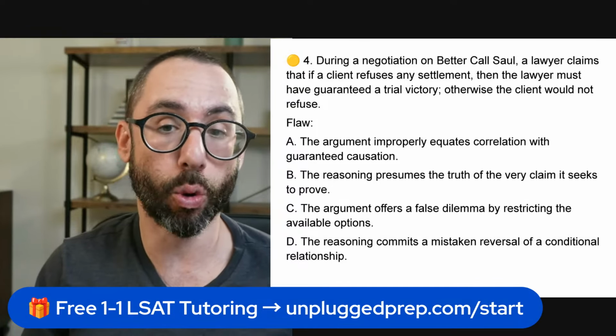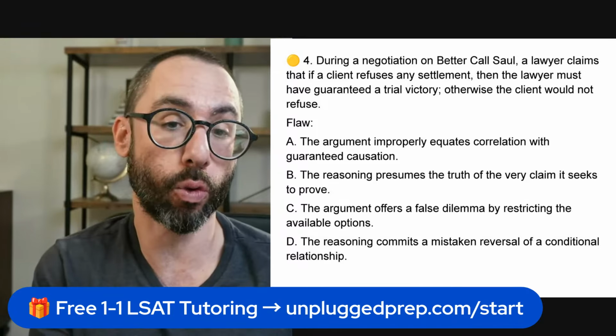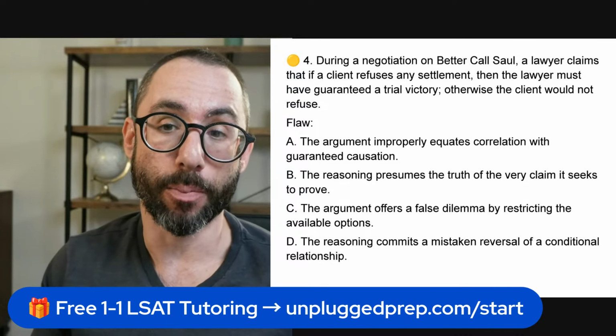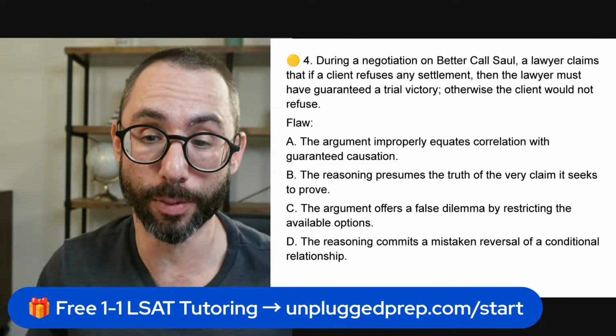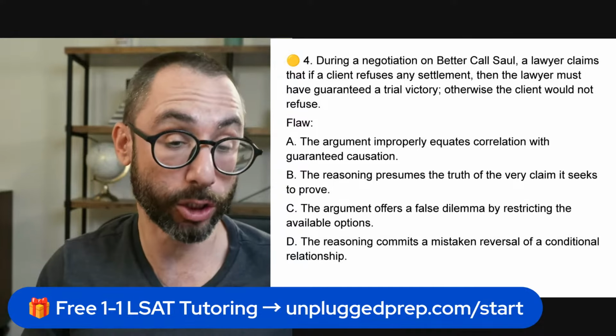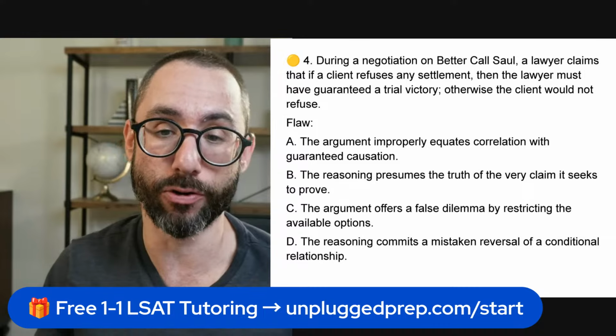So A is saying correlation causation, saying that because there's an association between two things, therefore one must cause the other. Saying that because we have a relationship or two things coexisting, that therefore they have a causal relationship. I see Valentina also saying A, but I don't really see a correlation here. We have conditionals, but there's no general vague association between two parts here.